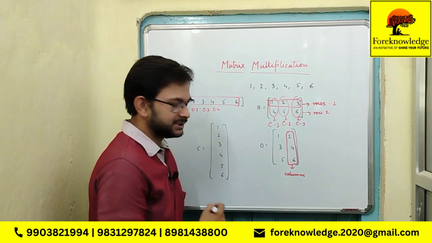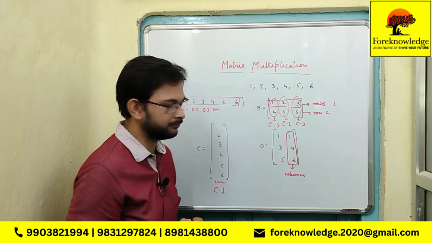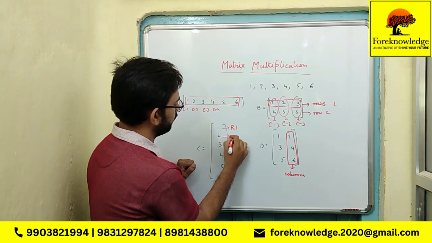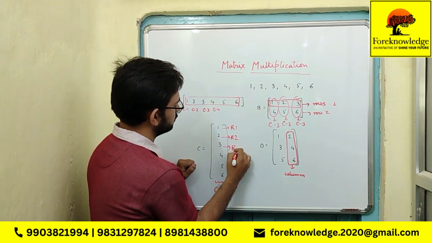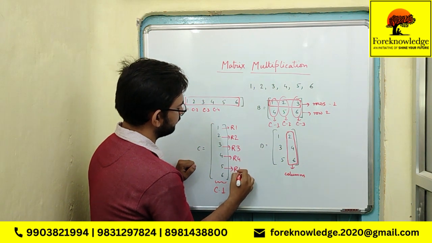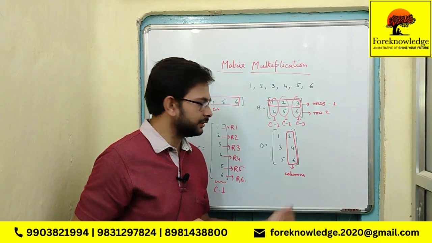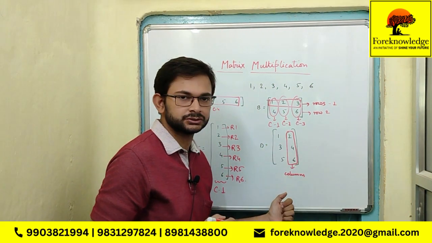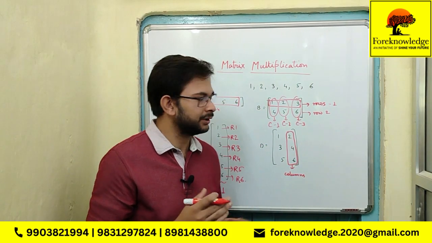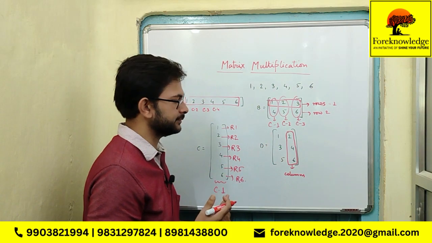In matrix C there is only a single column, but we have 6 rows: row 1, row 2, row 3, row 4, row 5 and row 6. In D there are 2 columns and 3 rows. So the horizontal arrangement is called a row and the vertical arrangement is called a column. I hope this is clear.